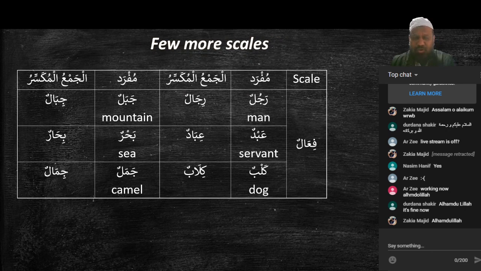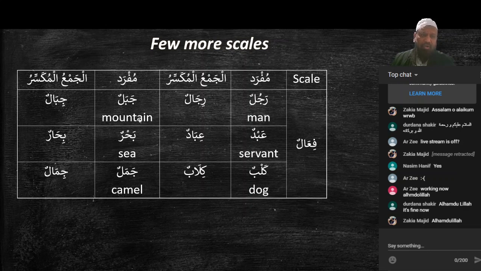A few more scales. Fi'al, it's another scale. Rajul, the jama mukassar will fall under this pattern: rijal. The first letter has the kasra, and the second letter has the fatha with alif. So here, second letter fatha with alif, and the last letter is dhammatain. Rijal.